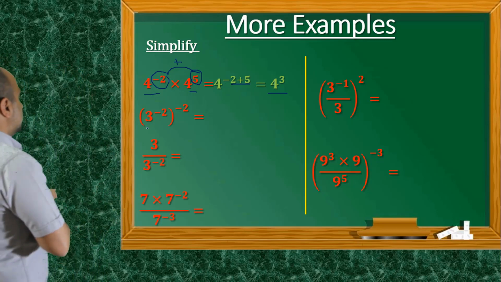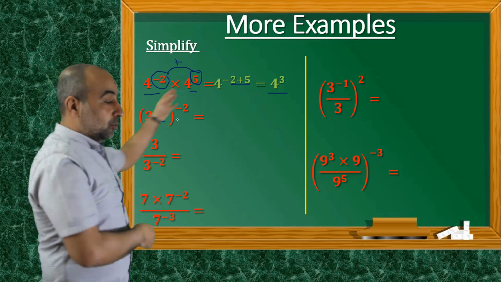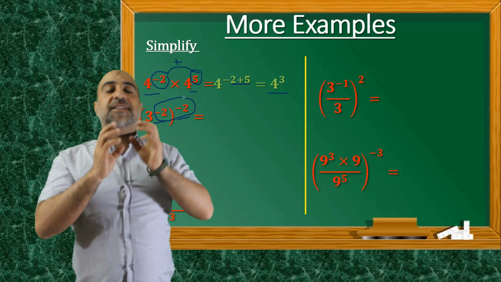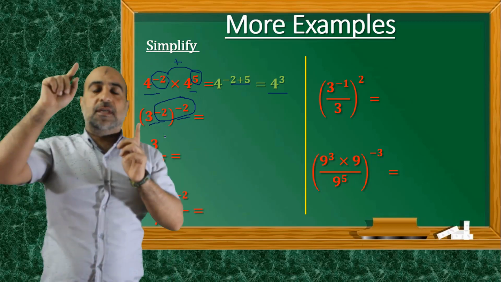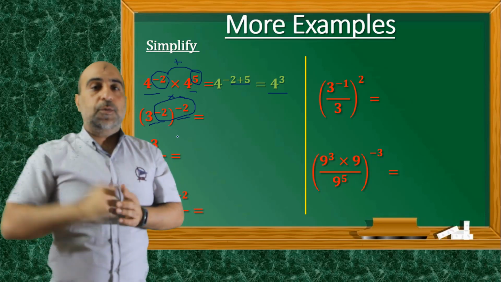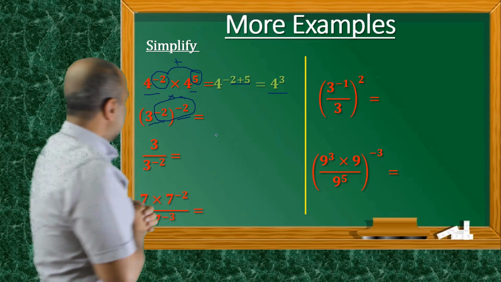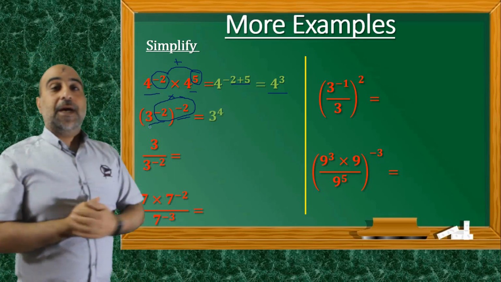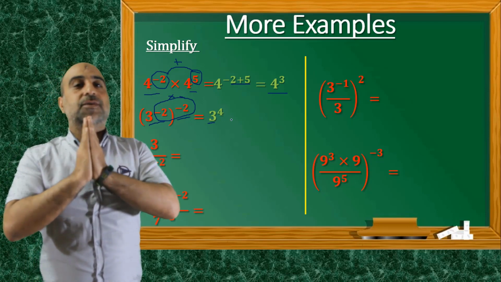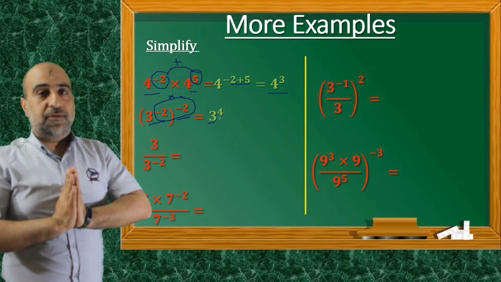The second example. 3 to the power of negative 2 all to the power of negative 2. Power of the power. We said if there is a power over another power, the result will be the product of the two powers. Then we will multiply the two powers. The base will be 3 and negative 2 multiplied by negative 2, which is positive 4. Please concentrate. Negative 2 multiplied by negative 2 equals positive 4.